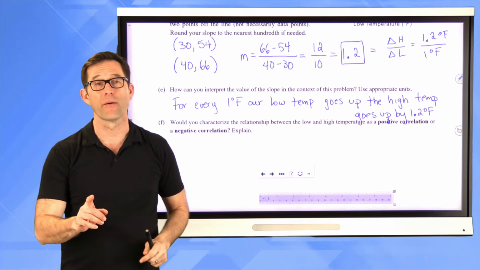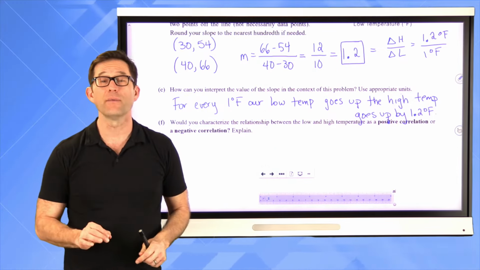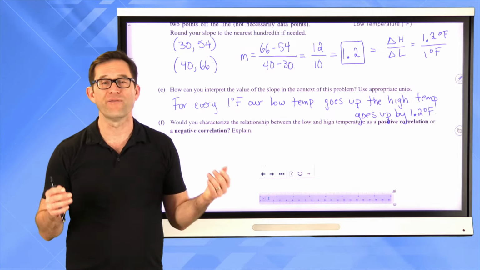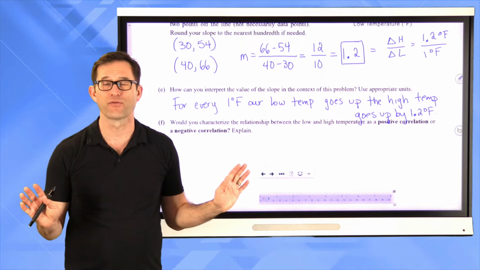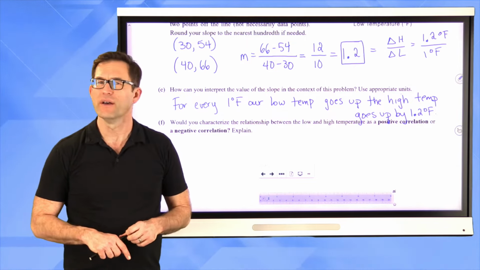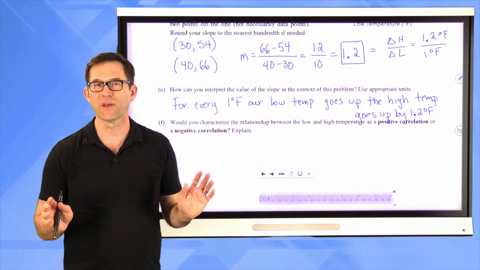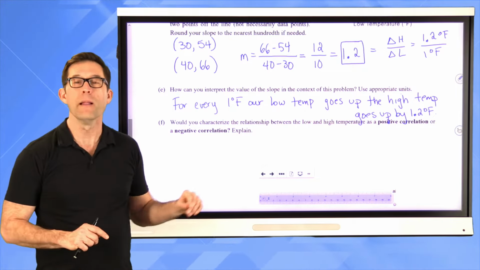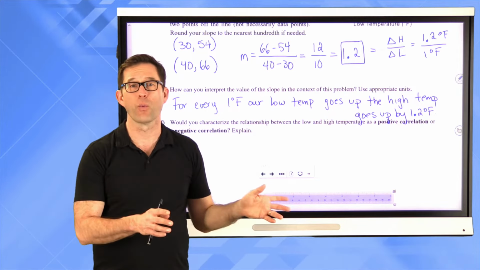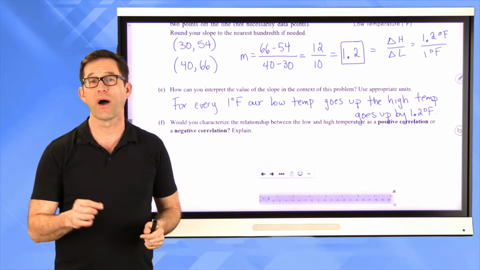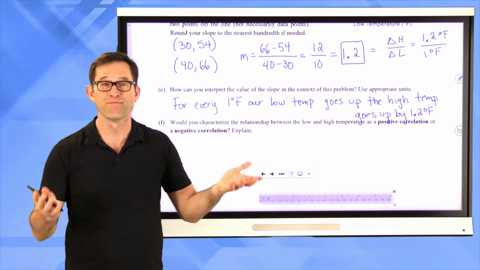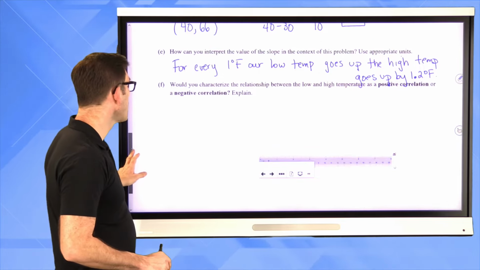Now, don't get me wrong. Your slope should be slightly different. I would say any slope between maybe 1 to 1.5, you should feel comfortable with. If you've got a slope that's less than 1 or bigger than 2, something has gone wrong, okay? But your interpretation would be different. If you got a slope of 1.5, then you would say for every 1 degree Fahrenheit the low temperature went up, the high temperature went up by 1.5 degrees Fahrenheit. Something like that. Okay, let's take a look at the final piece here.